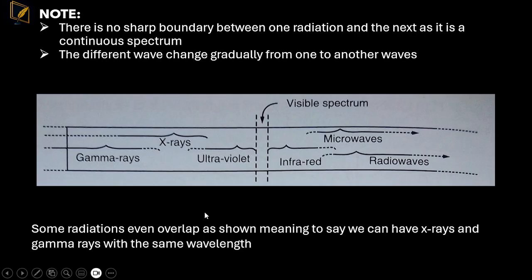They can overlap, meaning you can have X rays and gamma rays here. You can have X rays, gamma rays, and even UV rays with the same wavelength, maybe on different frequencies and even similar frequencies. Why is this so? Because there is no sharp boundary in the electromagnetic spectrum. Hence, they can overlap and their properties, wavelength and frequencies may change abruptly. So we can have two or three radiations having the same wavelength and the same frequencies.